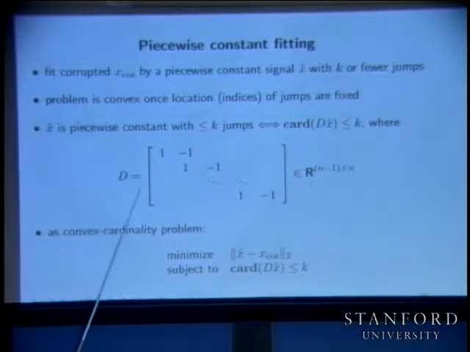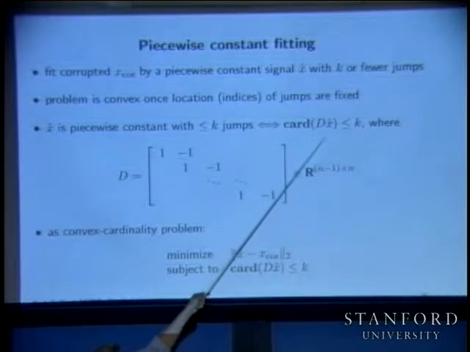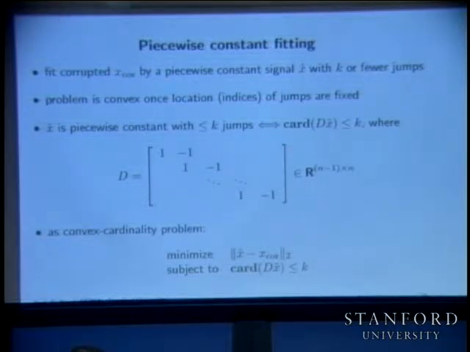All you have to do now is this. You form a difference matrix, and D x hat is actually the difference vector, and the cardinality of that is the number of jumps. So if that's n minus 1, it means that at every step x hat changes. If it's 0, it means that x hat is constant, it's flat. Okay, so your problem might be this. Get as close as you can to the corrupted signal with a piecewise constant signal that has k jumps. Okay. By the way, some of these you could actually solve. This one you could probably actually solve. That one's probably not hard.